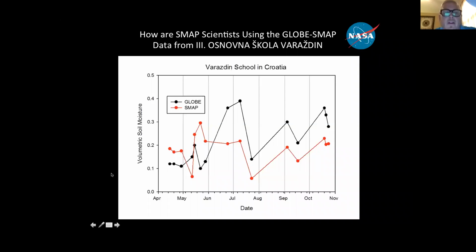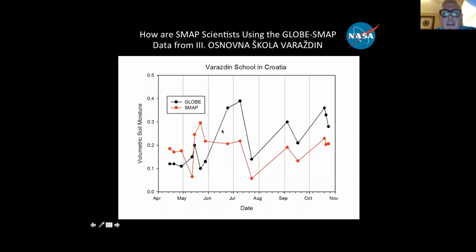Yep. All right. So yeah, you can really see the globe data, which is the black data. This is a school. They're overachievers for sure. They started collecting data way back in April, way before the campaign actually started. But you can see here the line for this is their measurements, and then this is the actual satellite measures.